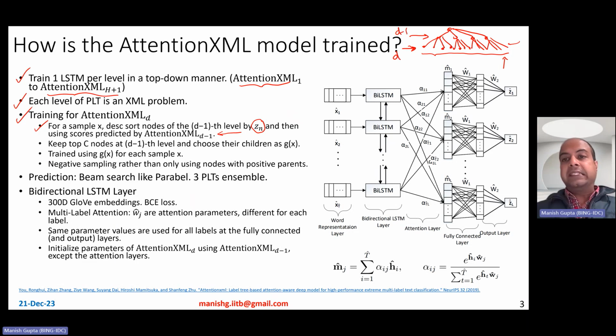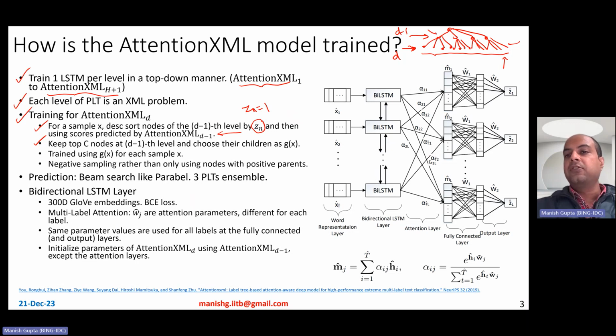Well, you basically sort those nodes in descending order. The way you would sort them is by looking at active nodes, nodes which are traversed first, so where Zn equals 1. You first keep those nodes, and then you sort them further at the second level using scores predicted by attention XML D minus 1. For this particular example, attention XML D minus 1 is already trained, so you ask it for the scores, and the most promising ones are what you keep. So you keep the top C nodes at the D minus 1 level and then choose their children.